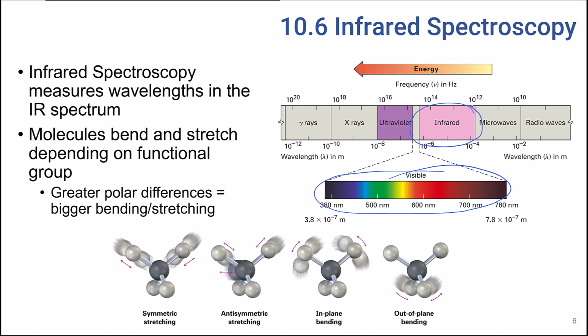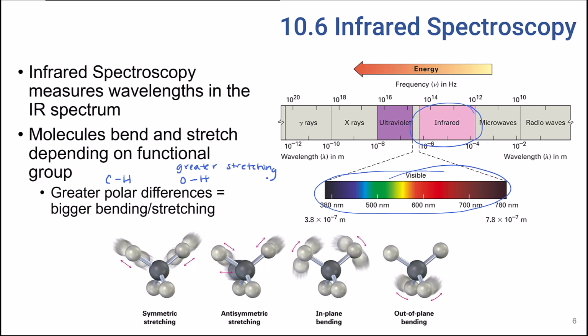So if you have greater polar differences between two atoms, there's bigger bending and stretching. For example, bending and stretching between a CH versus an OH, this one will have greater stretching. And if you have greater stretching, it's going to have more of an effect. And there's all kinds of stretching that you can do.